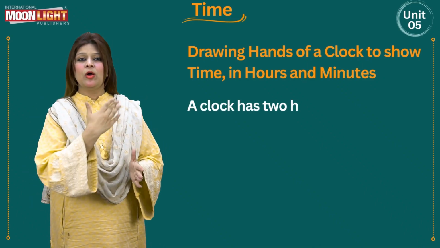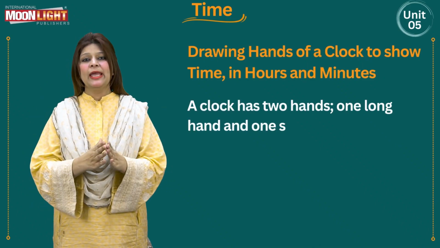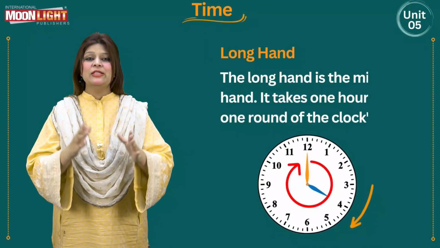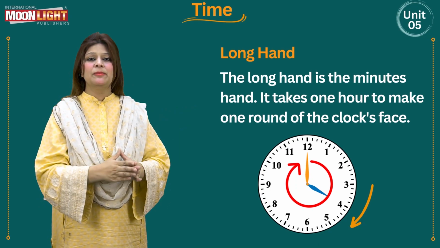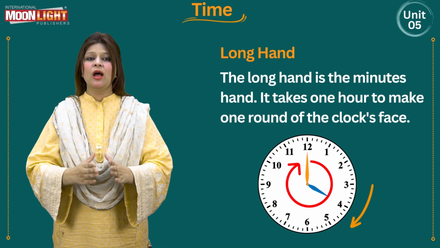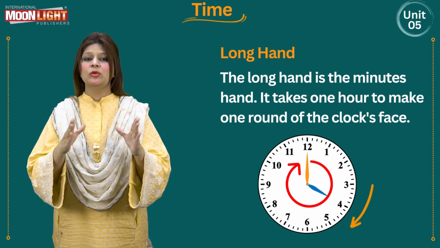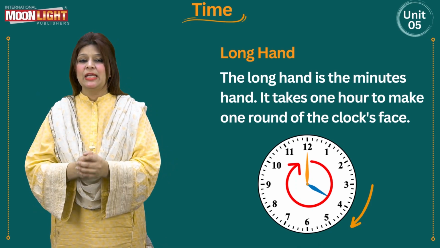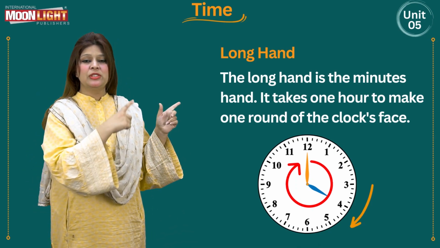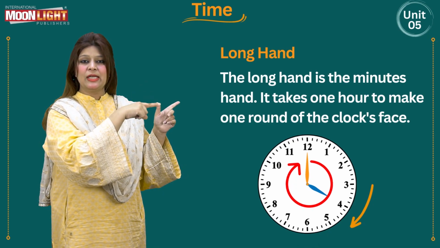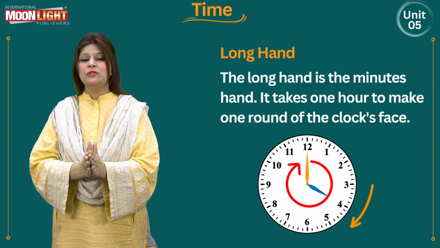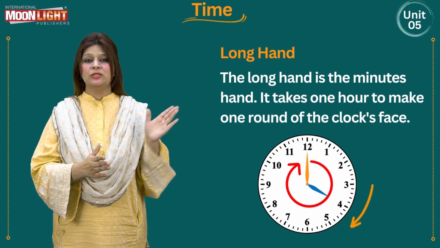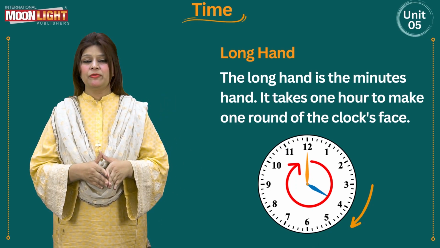We know that a clock has two hands, one long hand and one short hand. So right now you can just check this one out. The long hand is the minute hand. It takes 1 hour to complete one round of the clock face. This movement is shown through this arrow. You can check it out. This time is showing 4 o'clock. If you check on the screen, this is 4 o'clock showing over here.